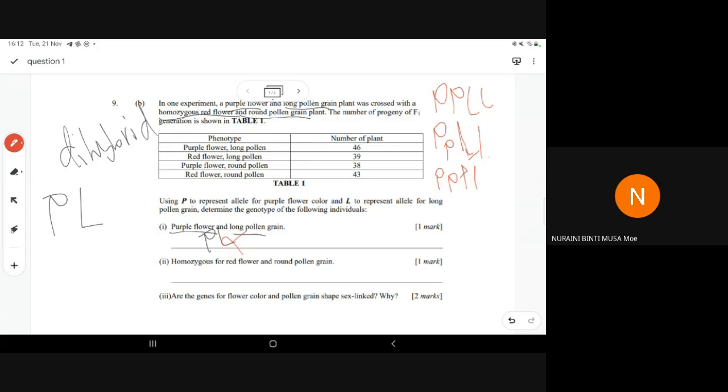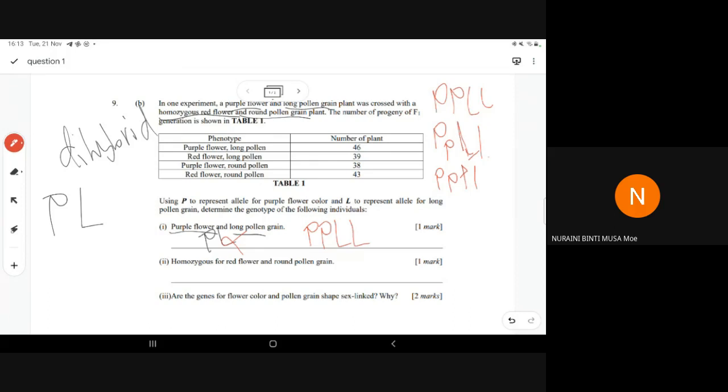Besar ke kecil dia? Right, so we know that purple flower, in the question dia dah cakap, purple flower and long grain was crossed with the homozygous red flower and brown pollen. So that is a test cross. Kita tahu purple flower long pollen ni is the homozygous dominant. So dia ialah P besar, P besar, L besar, L besar.